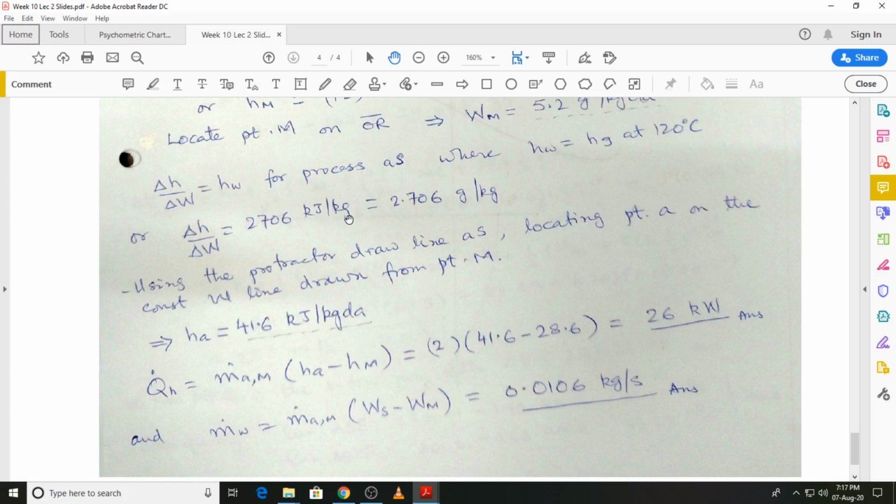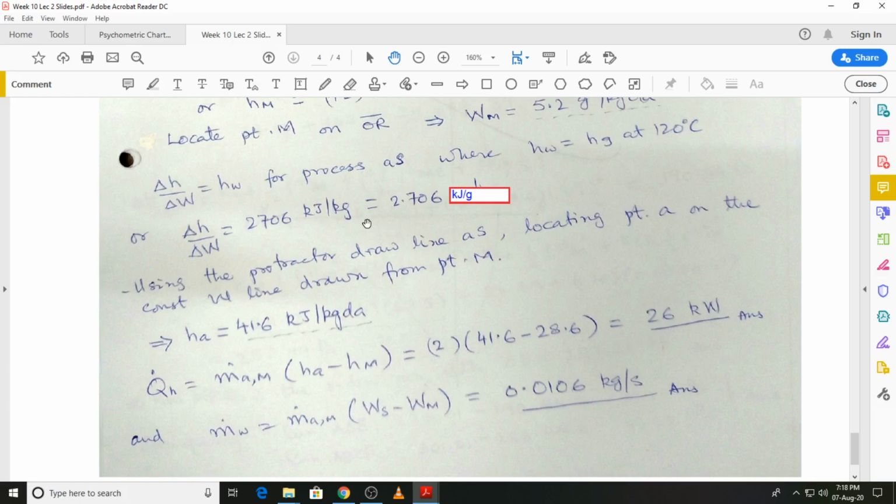And because we now need to move to the protractor on the psychrometric chart, we have to convert it into kilojoules per gram. We get the desired value of 2.706 kilojoules per gram. So this should be in kilojoules per gram. Let me just correct it over here. And that is the value that we will mark off on the protractor.